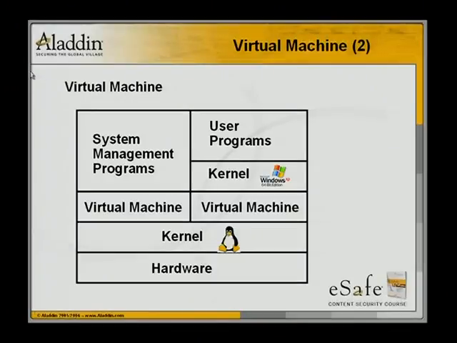So let's look at where the virtual machine resides in accordance to the operating system diagram. As we saw before, we have the hardware. We have the kernel of the operating system. And between the kernel and the system management programs, we can run the virtual machine. The virtual machine itself, from the kernel's point of view, is just another program which is running. But from the virtual machine's point of view, it has a kernel on top of it which can run a specific operating system.